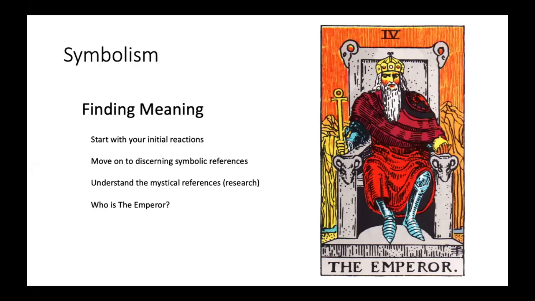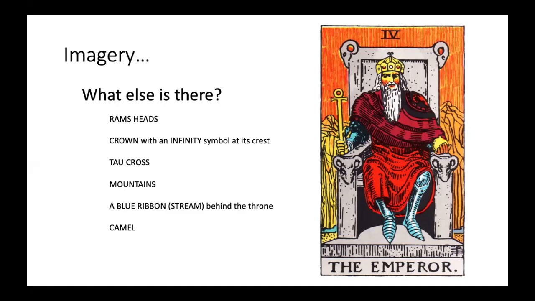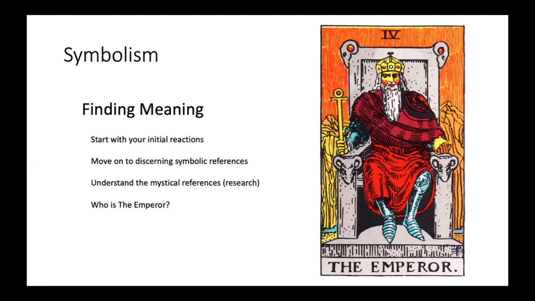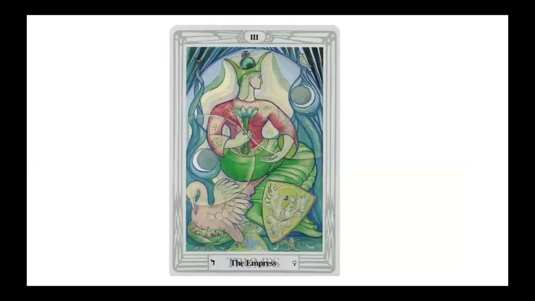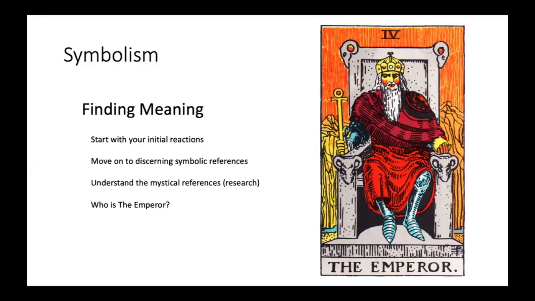I just want to go back for a moment. I mentioned that sometimes there's a camel here. It doesn't exist in this deck, so I don't want to make you go nuts looking for it. However, in some of the decks you have, you will see the camel because it links back to the earlier cards. But in this one, there is no camel, so don't go nuts looking for it. So, who is the emperor? And that brings us, I'll pause there for a moment.